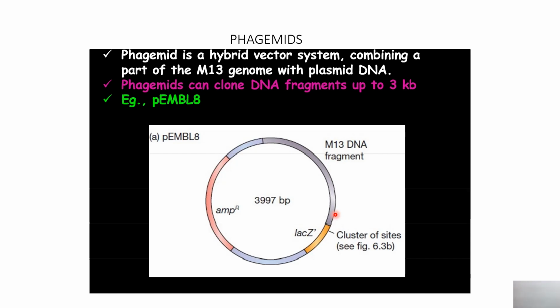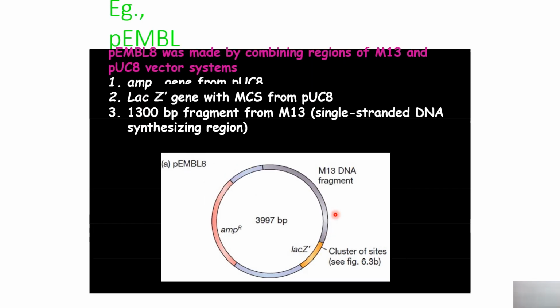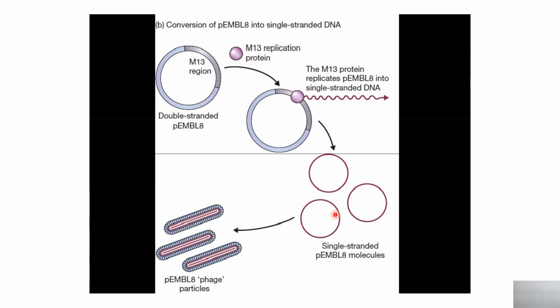Then we move to Phagemid. Phagemid is a hybrid vector combining a part of the M13 genome with plasmid DNA. So a phagemid can clone DNA fragments up to 3 kb. This can be made, for example pMBL8, by combining regions of M13 phage and pUC8 plasmid vector systems: the amp gene from pUC8, the lacZ prime gene with MCS from pUC8, and a 1.3 kb fragment from the M13 single-stranded DNA synthesizing region.